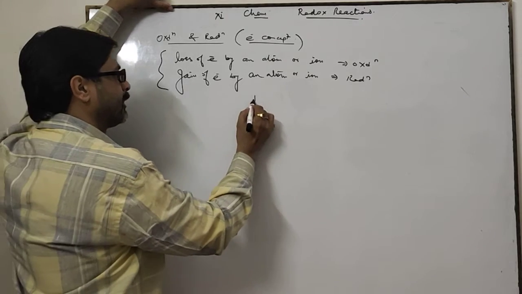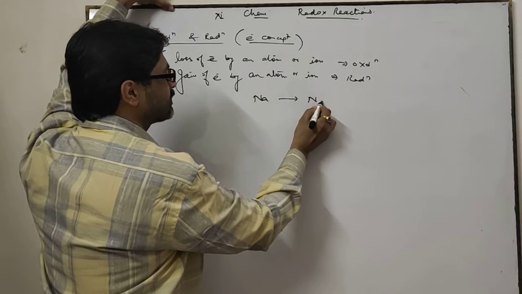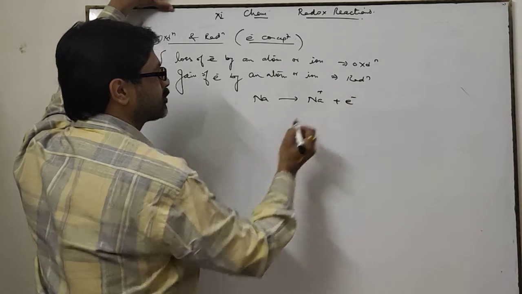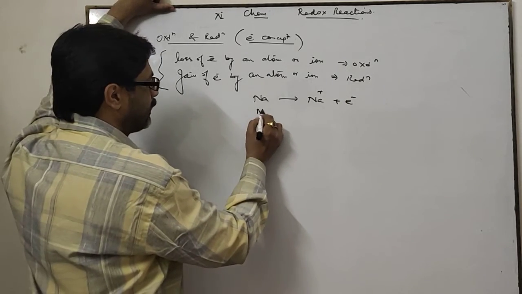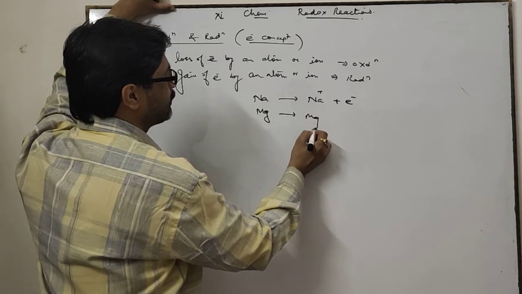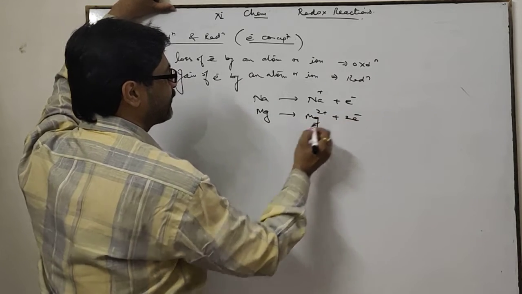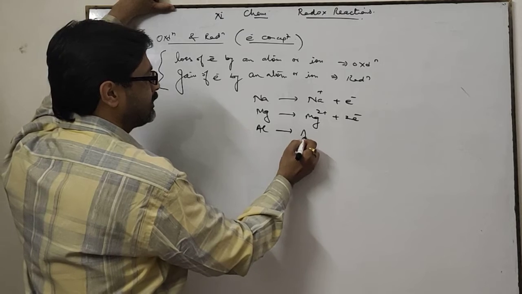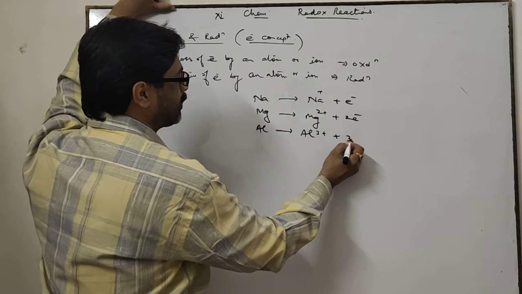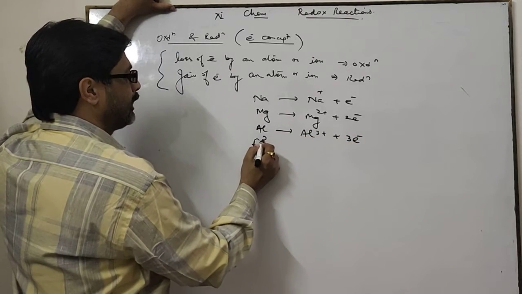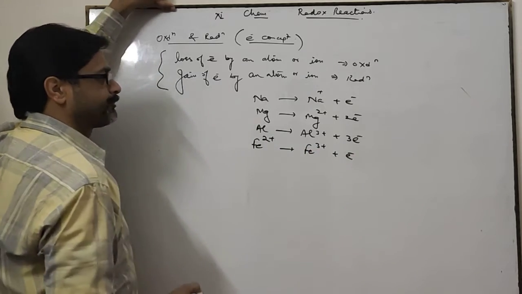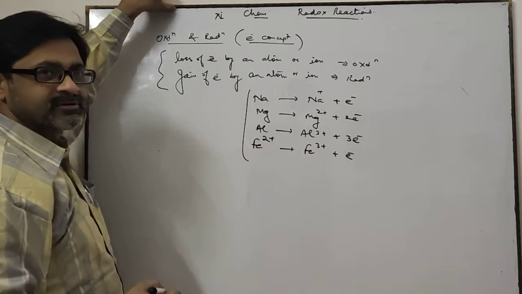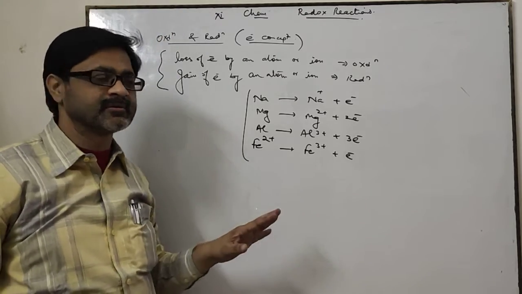For example, if Na changes to Na+ by loss of one electron, then this process is oxidation. Mg changes to Mg2+ by loss of 2 electrons. Al changes to Al3+ by loss of 3 electrons. Fe2+ changes to Fe3+ by loss of electron. These are the processes of oxidation.